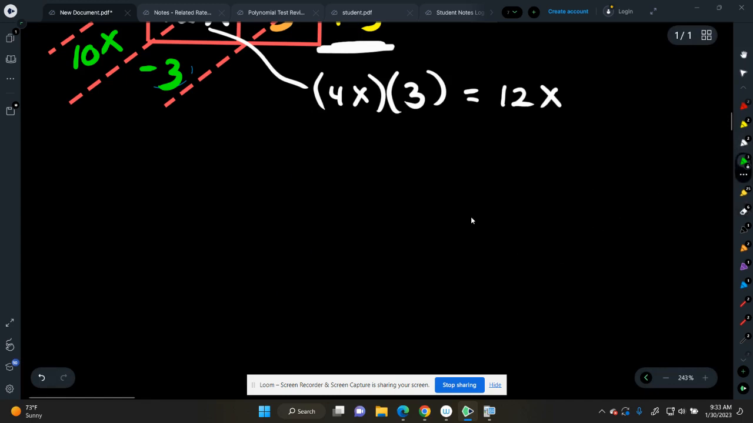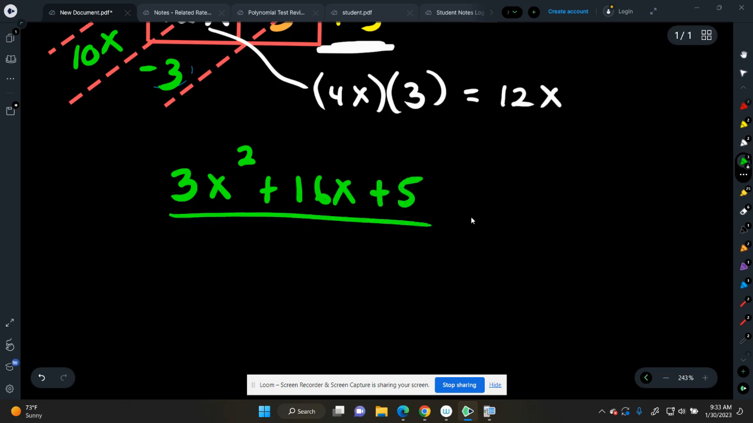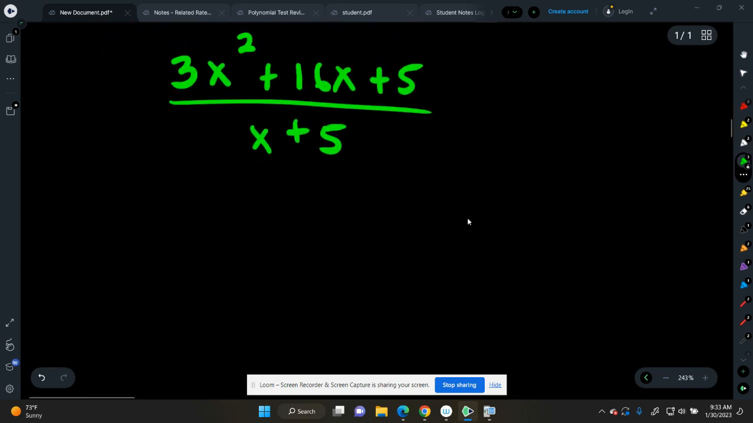Play Battleship. Okay, so let's say that we have 3x squared. This is number 4. 3x squared plus 16x plus 5 divided by x plus 5. Okay. So again, we're looking at a 2 by 2.